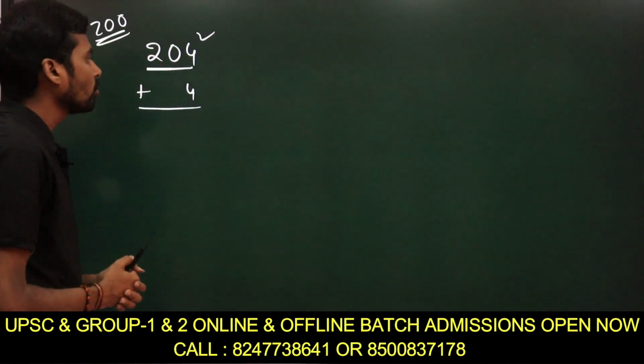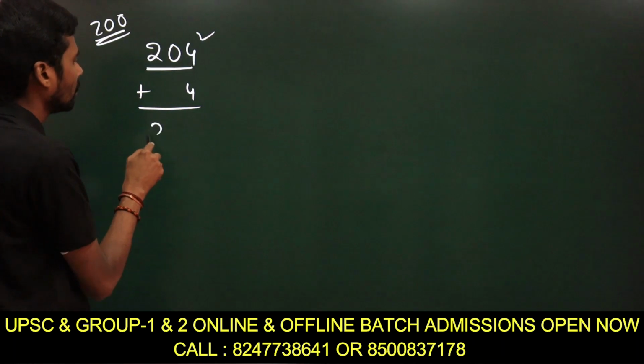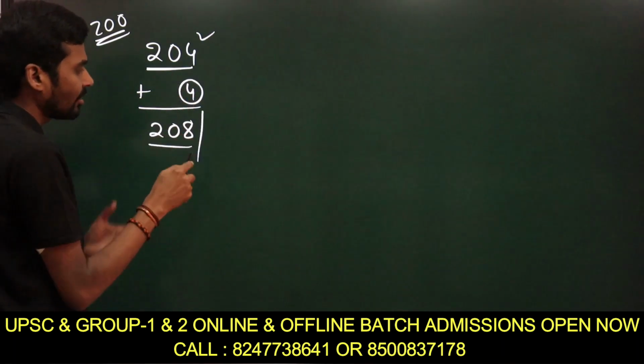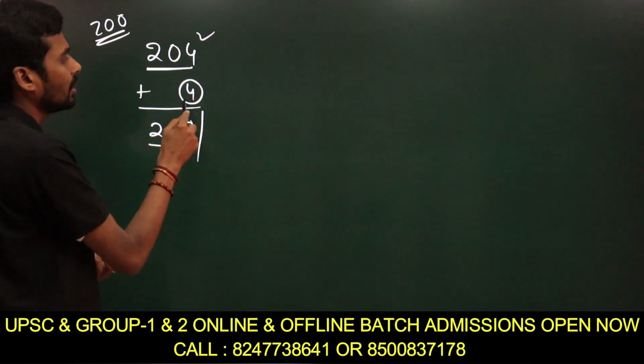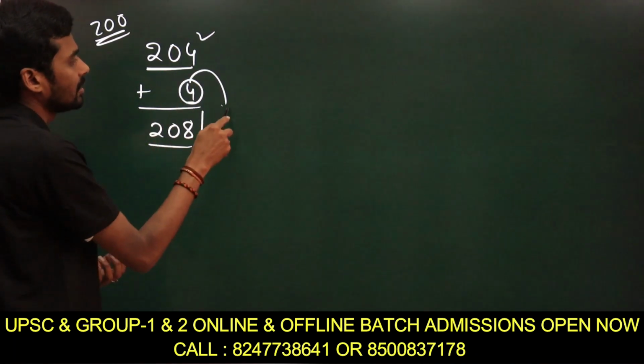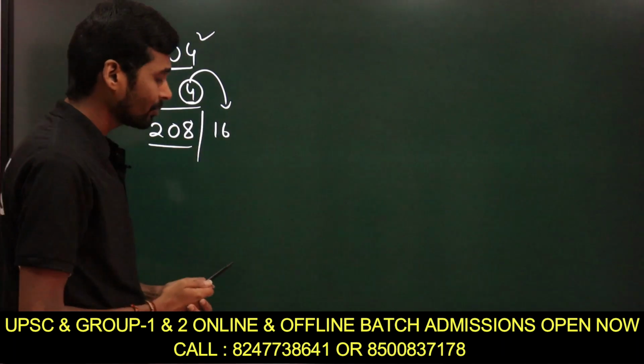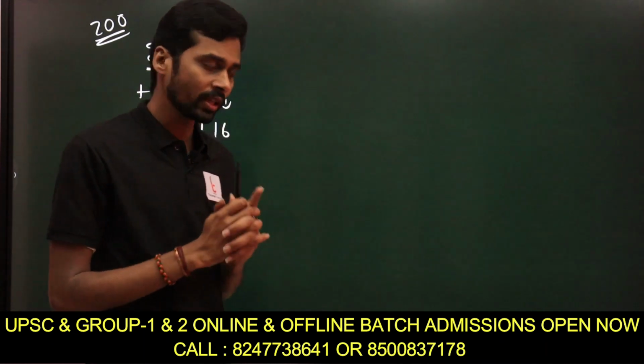Okay. So 204 square means 204 plus 4 is what? Yes, 208. Whatever the number, this is the left side part. After that, whatever number we are writing here, just simply square this number. 4 square is what? 16. Okay. After that, what will we do? We have to do one thing here.